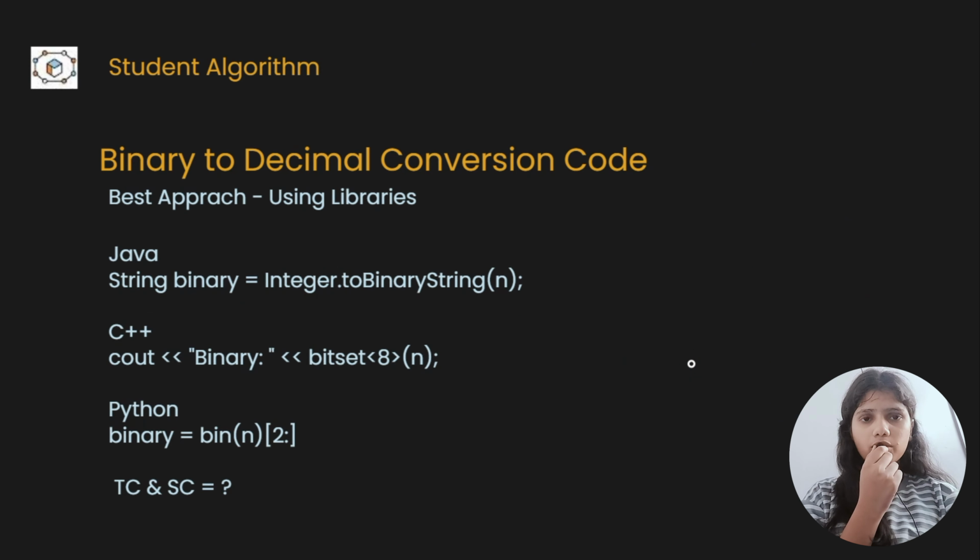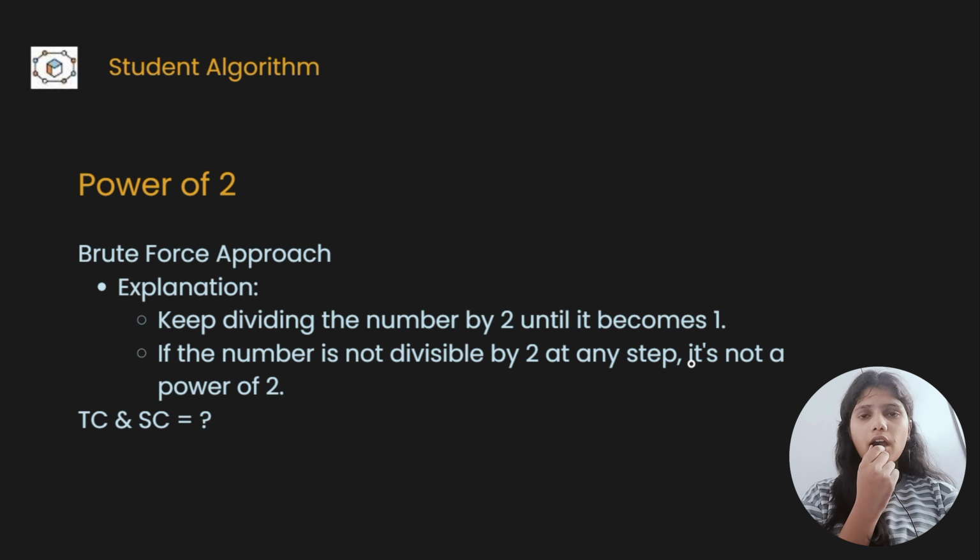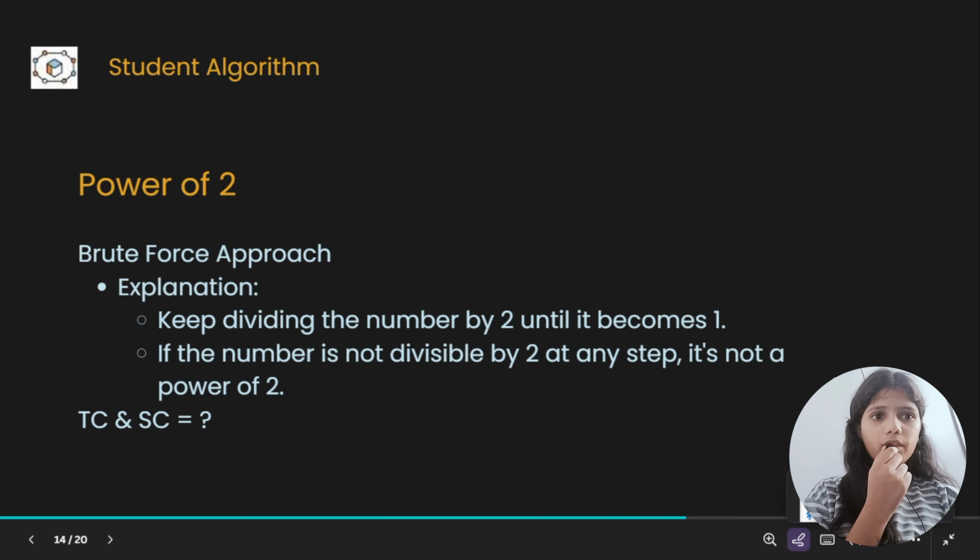Now let's move to the decimal to binary conversion code. You need to find out the best approaches, using the standard libraries, and all those things. And then now let's move to the power of 2.